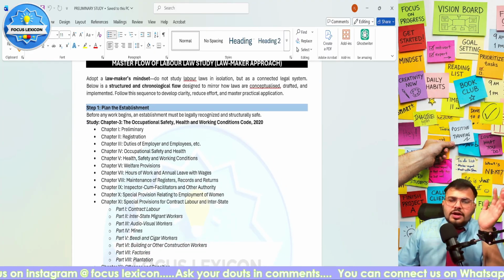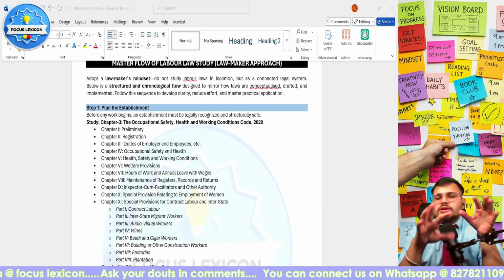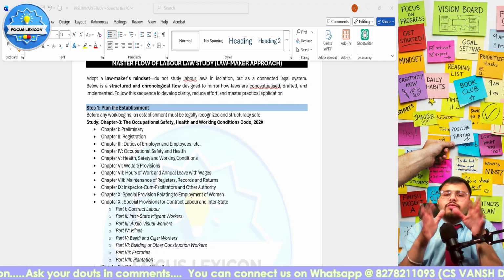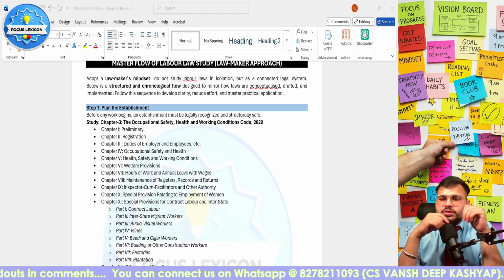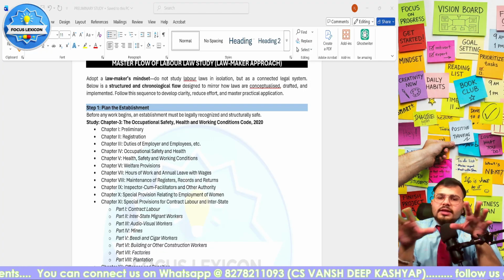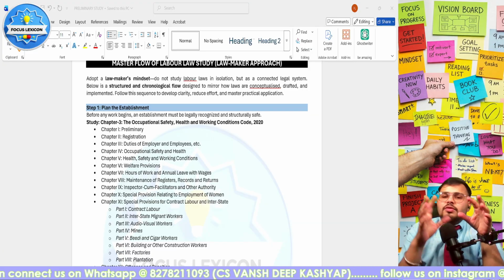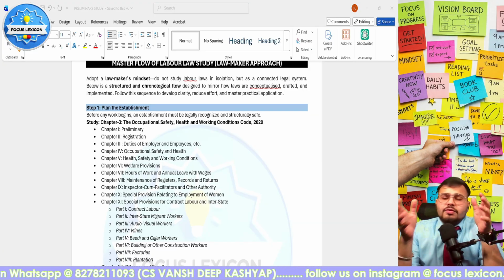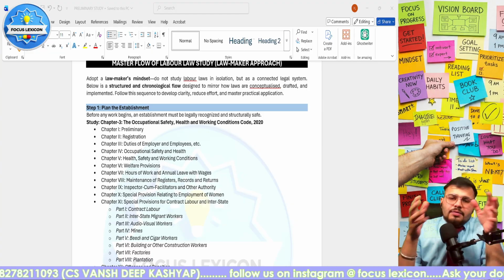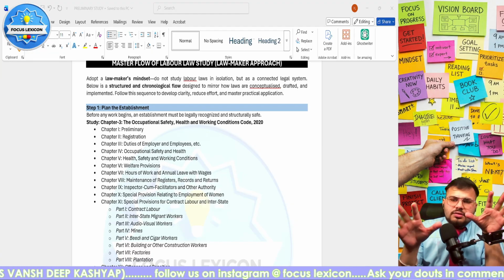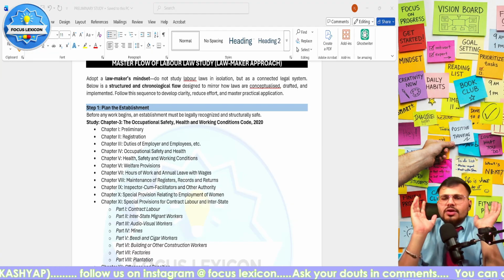Like if you are given the opportunity to draft law for this country, then what will you do? How will you draft these labor codes? First of all, you will plan the establishment. You will define which type of establishment is there, what type of registration it should have, and what type of safety norms it should follow. This is very common sense.